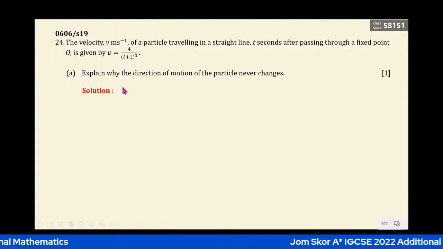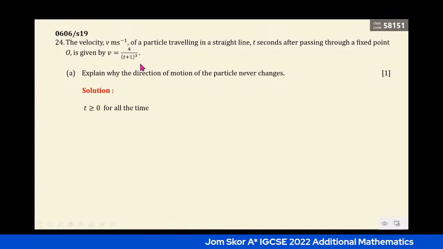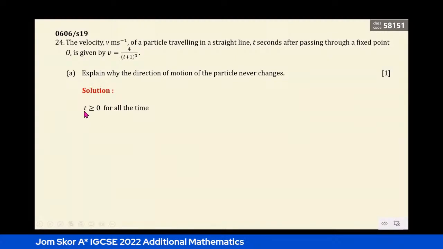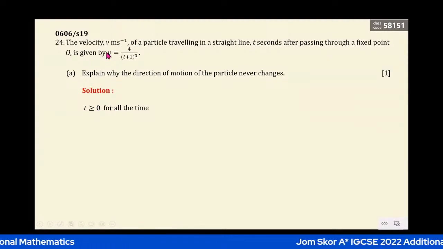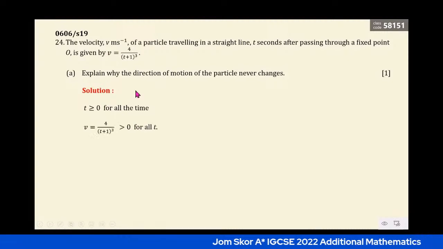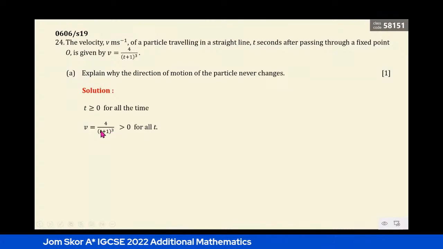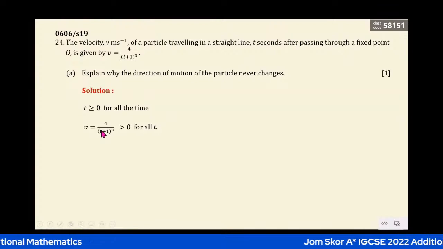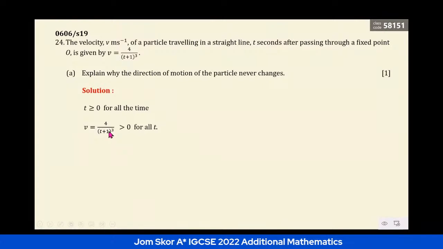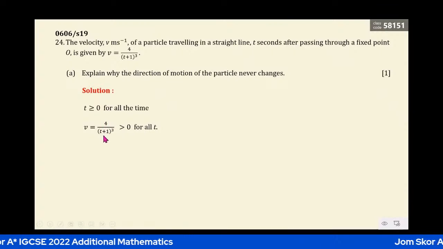Okay, kita tengok sekarang ni. Time will always positive. Okay, so time will always positive. Time tak ada negatif kan? Alright, and then you look at the function. Function v is 4 over t plus 1 cube. Okay, when you substitute t, any t, start from t0, t1, t2, t3 and so on, your velocity will always positive. Okay, because bila masuk sini, dia akan jadi positif lah.